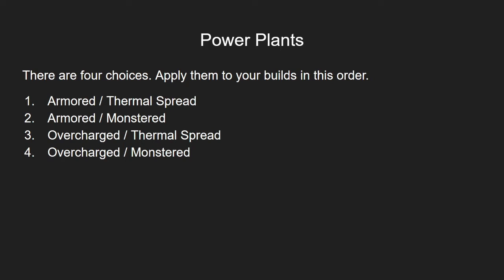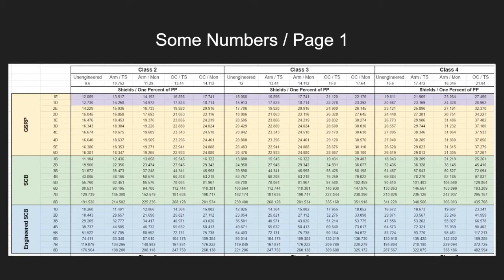Armored thermal spread, armored monstered, overcharged thermal spread, overcharged monstered. We typically advise you to engineer your power plants in this order because you really want that heat efficiency in a lot of cases. For what should hopefully be obvious reasons, a number of combinations on this chart are going to be impossible to put on your ship.